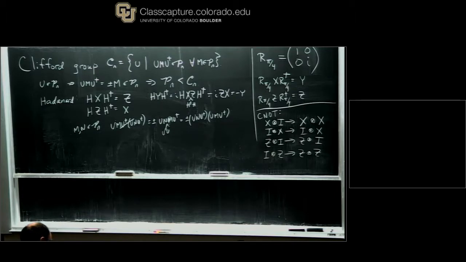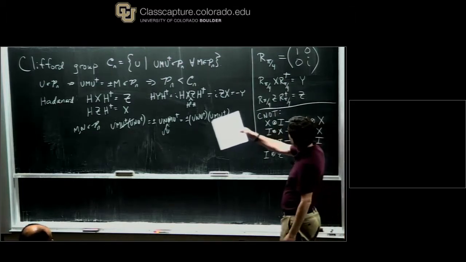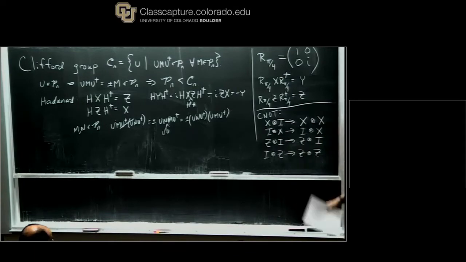Okay? And it turns out that these 3 operators, Hadamard, pi over 4, and CNOT, can generate the whole Clifford group, even on n qubits. You could have CNOTs on arbitrary pairs of qubits. Then you can generate the whole Clifford group that way. Okay? Any questions?